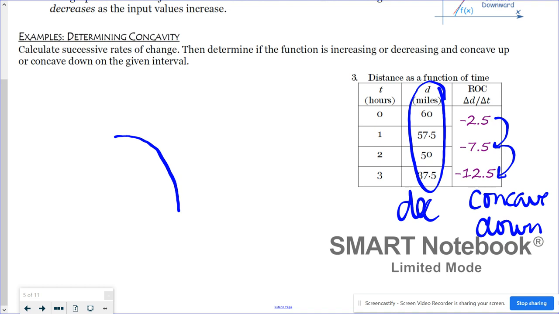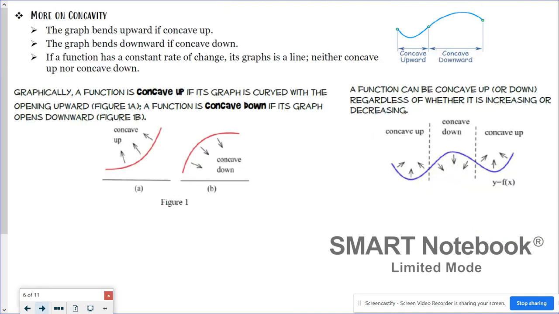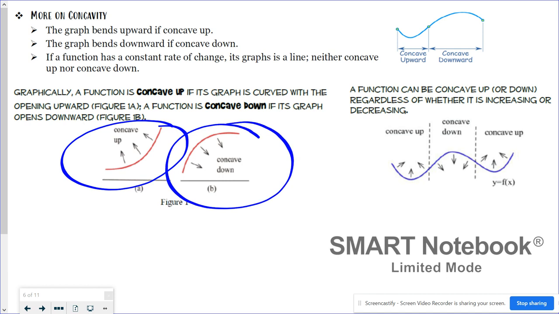So speaking of looking at a graph to determine concavity, we can totally do that as well. All right, so if the graph bends upward, it's concave up. See, bending upward. If the graph bends downward, it's concave down. Okay. If a function has a constant rate of change, its graph is a line, so it won't be concave up or concave down.